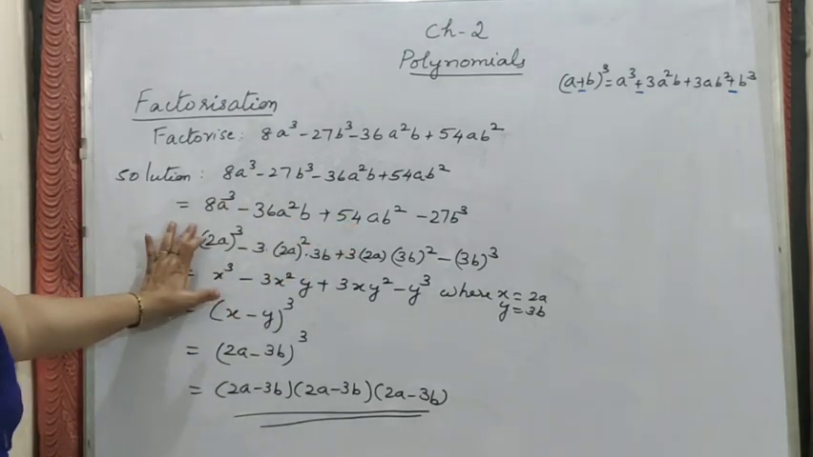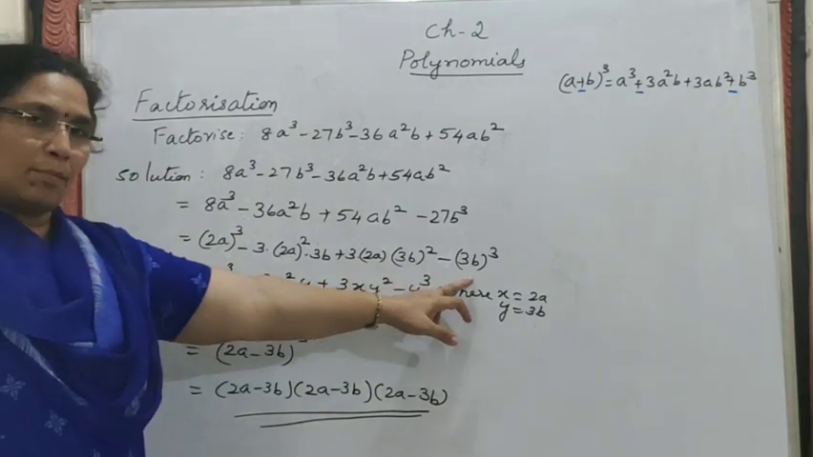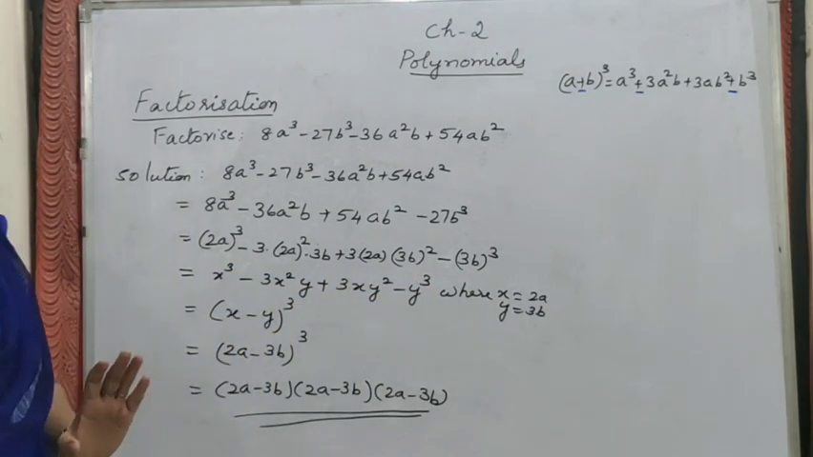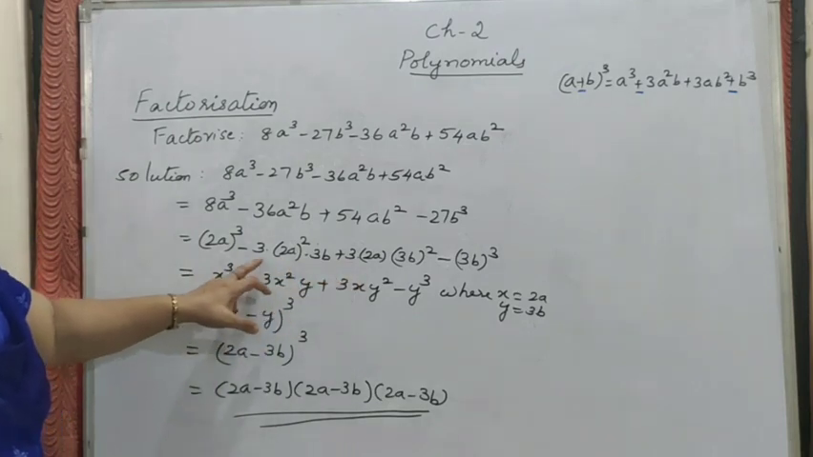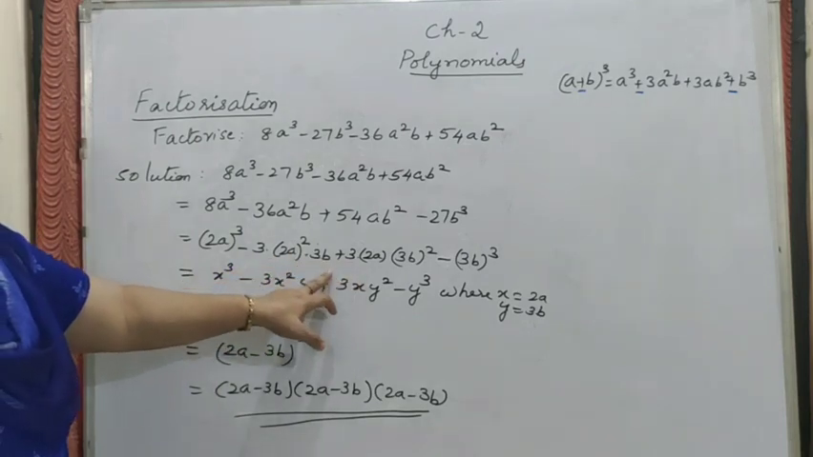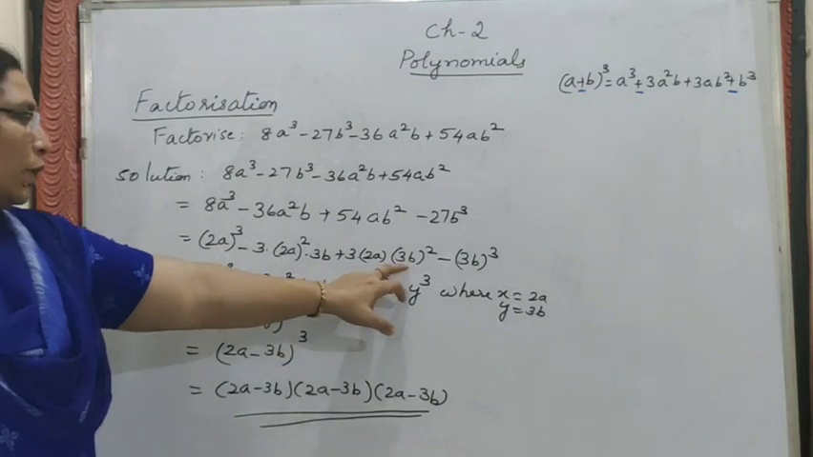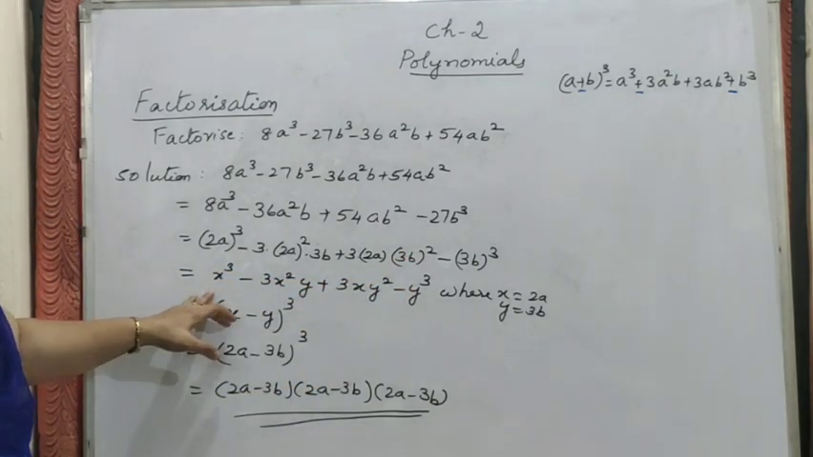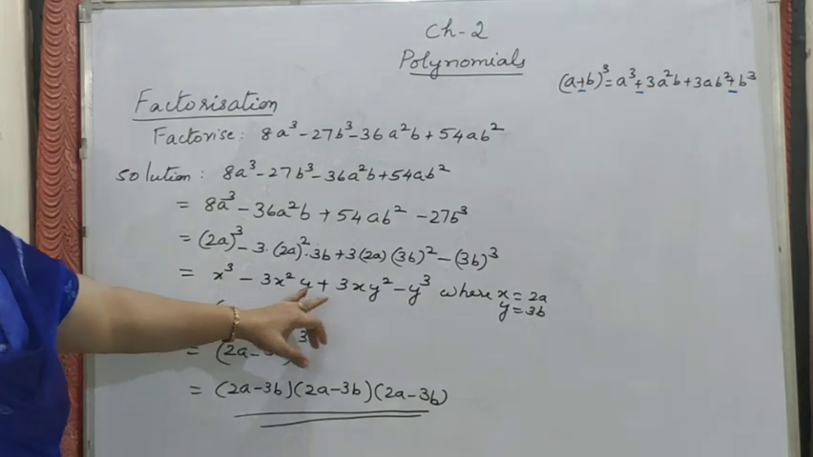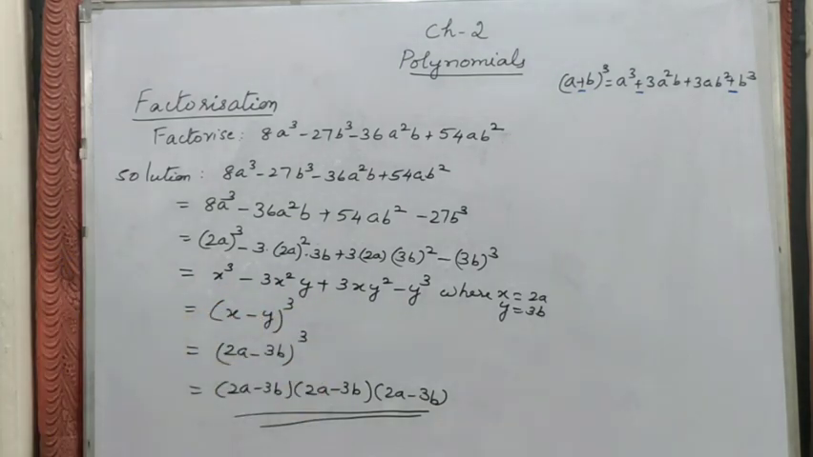So first term 2a whole cube, the last term 3b whole cube. The first and the last term we have identified. Based on that we are writing the second and third term. So 3 into 2a whole square into 3b plus 3 into 2a into 3b whole square. After that we are writing the identity form: x cube minus 3x square y plus 3xy square minus y cube.